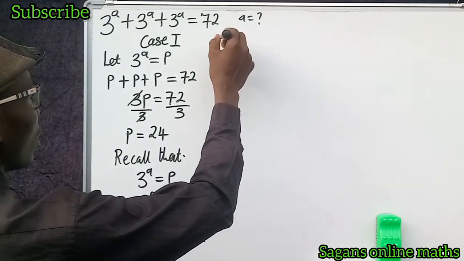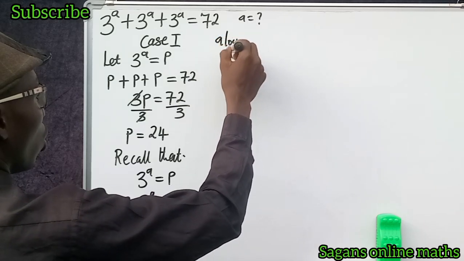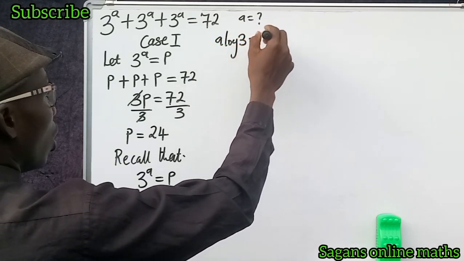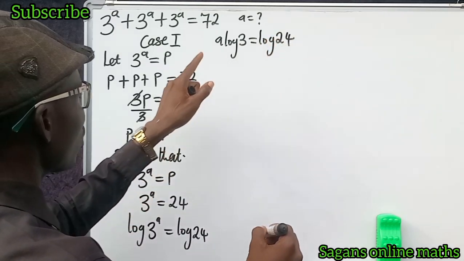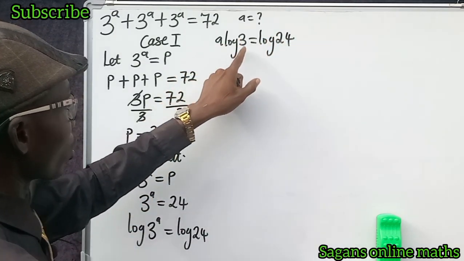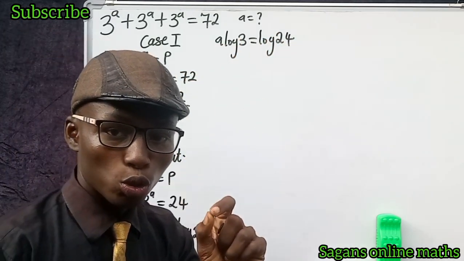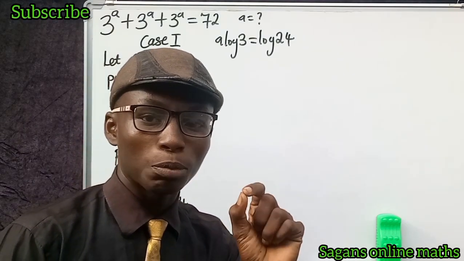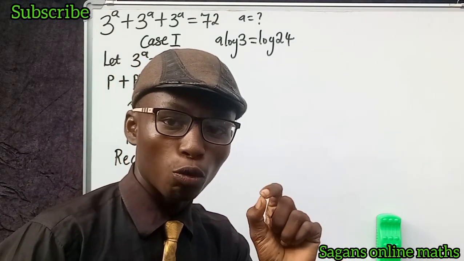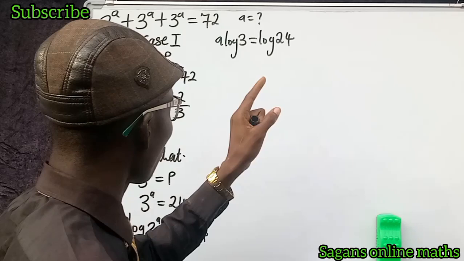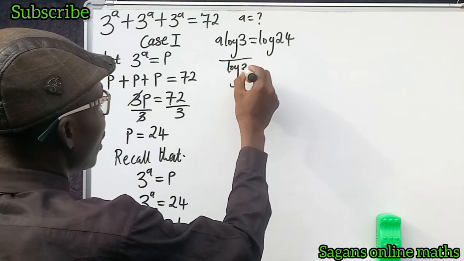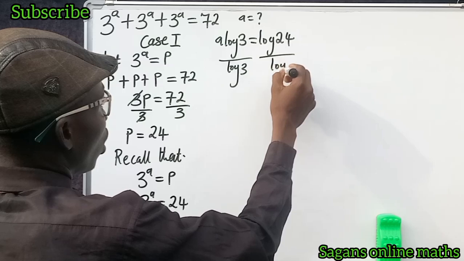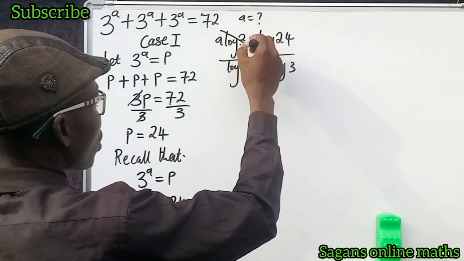So now this is a log 3 equals log 24. Since you're looking for a, let's divide both sides by log 3 base 10. Remember, I've taught you that any logarithm without a specific base is always in base 10. So for us to have a, let's divide here by log 3, and also divide here by log 3. Now this will cancel out this.